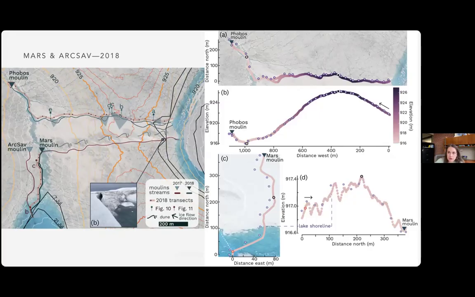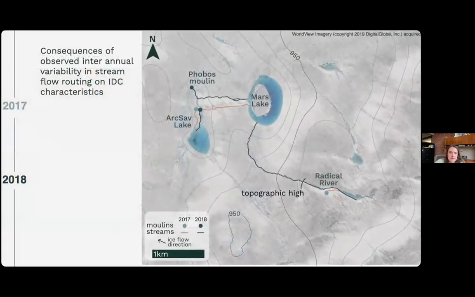So altogether, these observations are highlighting the importance of very small scale localized surface topography on large scale supraglacial catchment size, shape, and the number of them in an area, particularly at these higher elevations where surface slopes are generally much more shallow and kind of allow for these things to occur.